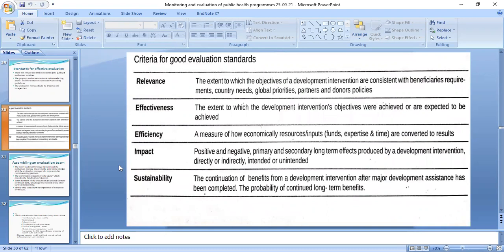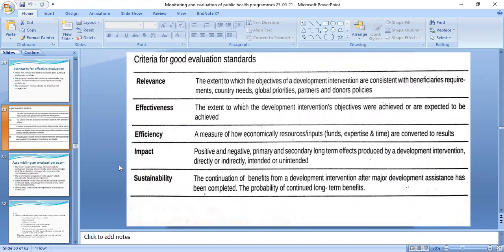Next is the efficiency. It is a measure of how economically resources, inputs, funds, expertise, and time are converted to results. Are the effects of the program being achieved at an acceptable cost compared with alternative approaches to providing the same services? Next is the impact. The positive and negative, primary and secondary, long-term effects produced by a development intervention, directly and indirectly, intended or unintended. And it also asks, does the program appear to be achieving its long-term health benefits?